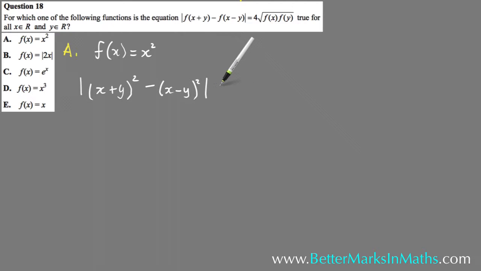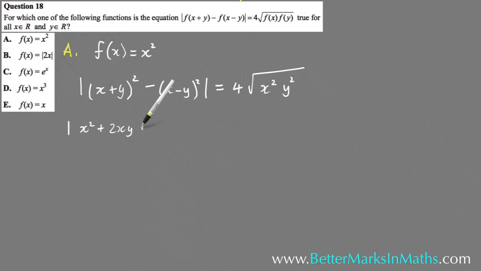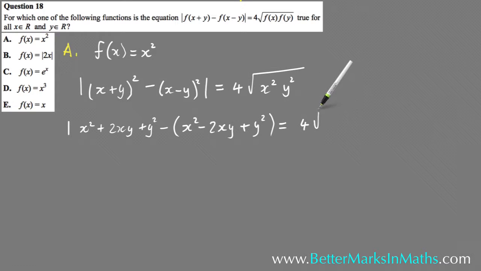squared, and then that may or may not be equal to 4 times the square root of f of x, which is x squared, and f of y, which is y squared. So those two multiply together like that. And then the next step is to expand the brackets. So you end up with x squared plus 2xy plus y squared, and then minus in brackets x squared minus 2xy plus y squared, and that's equal to 4 square root of x squared y squared.